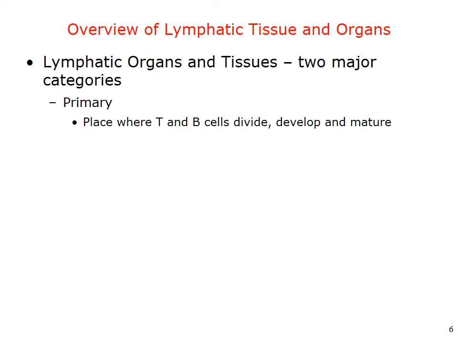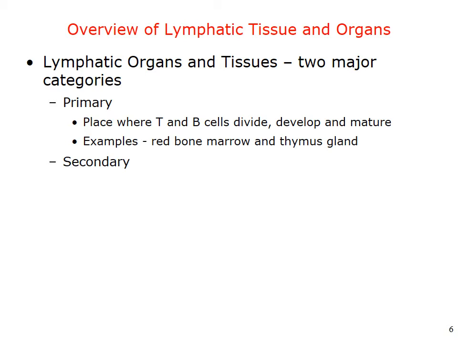will do. You may recall that T cells were very, very important when we were talking about cell-mediated immunity, and B cells were important when we were talking about humoral immunity, but obviously more about that in our next chapter. Examples of primary lymph organs are red bone marrow and the thymus gland.